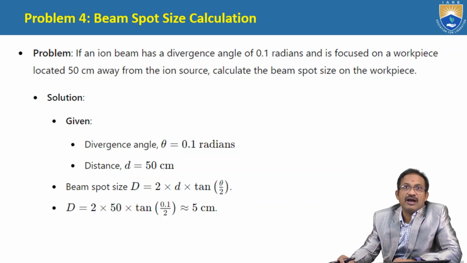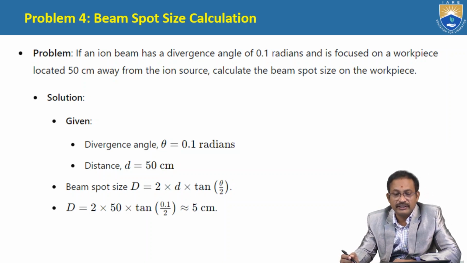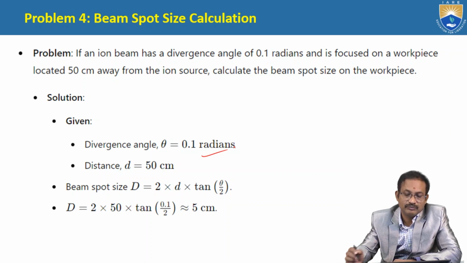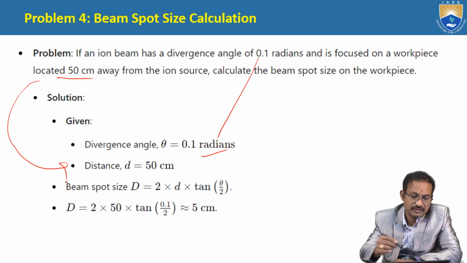If an ion beam has a divergence angle of 0.1 radians and is focused on a workpiece located 50 centimeters away from the ion source, calculate the beam spot size on the workpiece. So here the divergence angle is given, 0.1 radians. Next, distance. It is located at a distance of 50 centimeters.